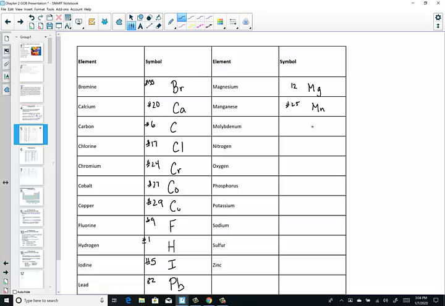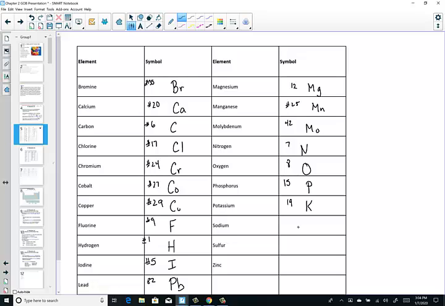Molybdenum. Now that's a fun word to say, isn't it? Molybdenum is number 42, Mo. Nitrogen is number 7, capital N. Oxygen lives right next door at number 8 as a capital O. Phosphorus, number 15, is capital P. Potassium, number 19, is the letter K.